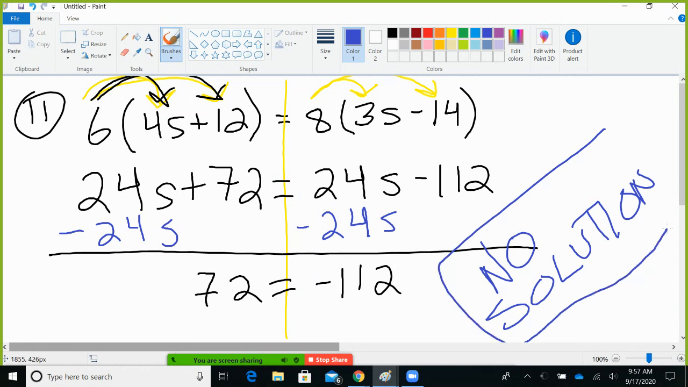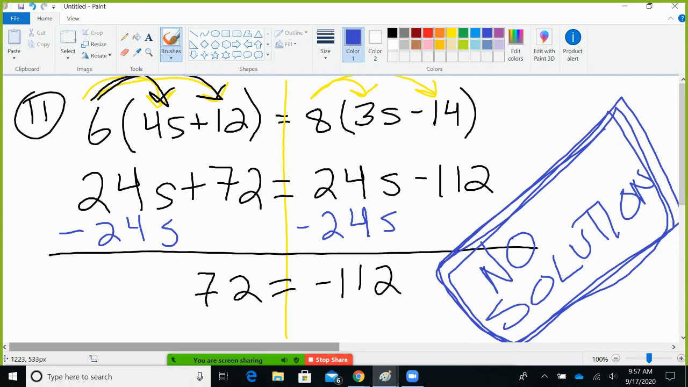Cody, why is it no solution? That is a very perfect answer. 72 cannot equal a number that is not 72. No solution.